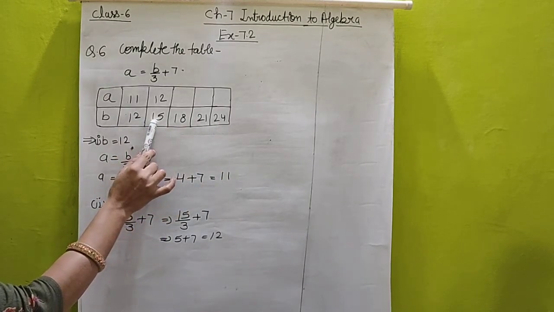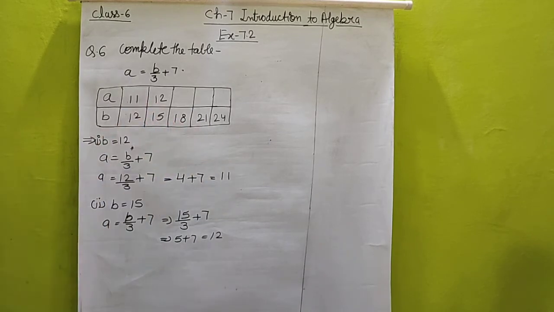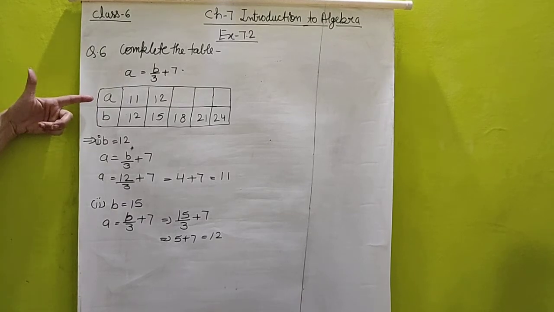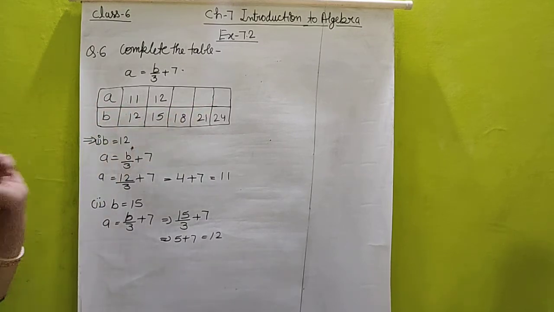12 plus 3, 15. 15 plus 3, 18. 18 plus 3, 21. 21 plus 3, 24. So students, when you solve the statement for the value of a, and then write all the values of a, you will again observe that the gap will be the same.